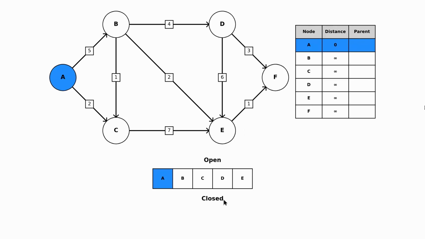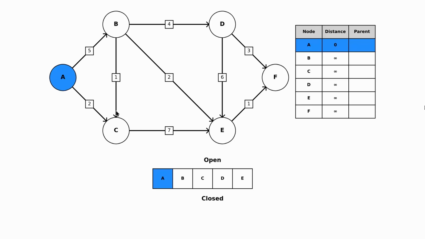Down here, we have the open and closed nodes. So basically, an open node is one we have yet to explore, and a closed one is one where we can say with 100% certainty that we know the shortest distance to it from A. These are also sometimes called visited and unvisited.